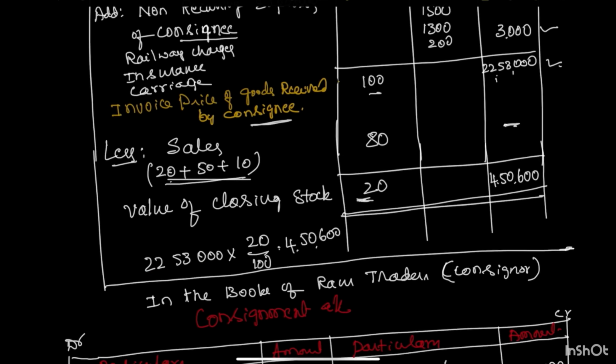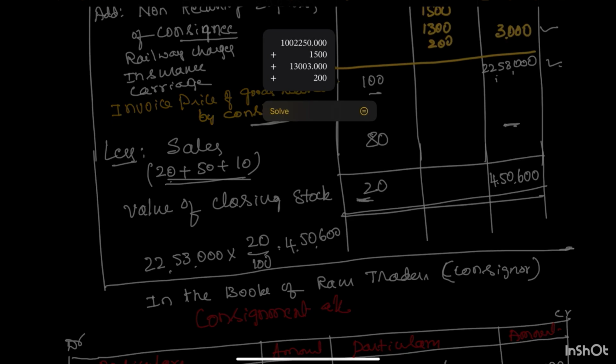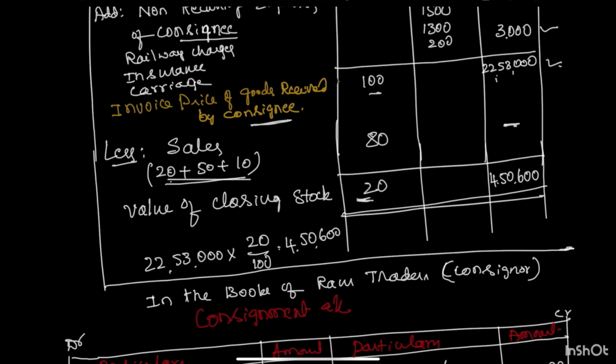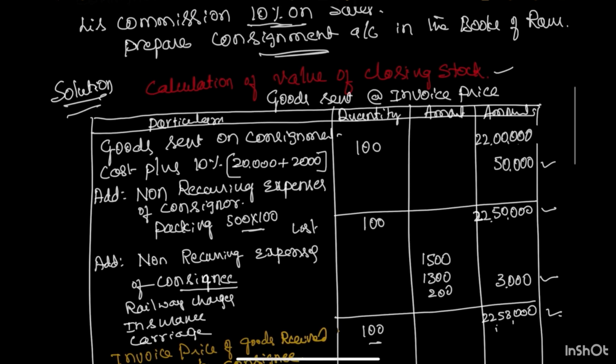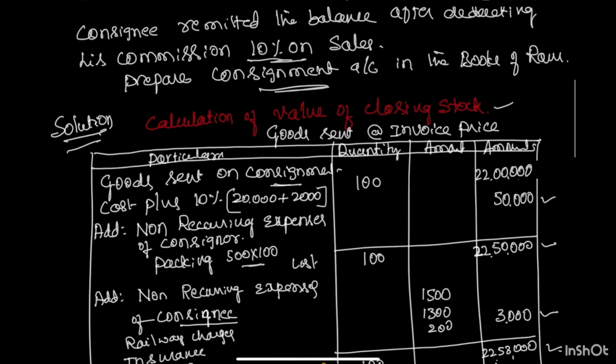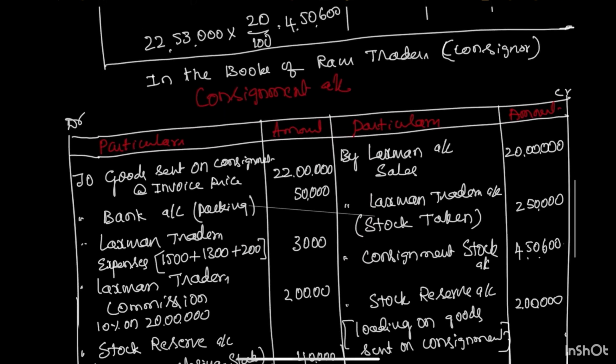We have to find the value of these 20 computers based on the invoice price of 100 computers as calculated here, 22 lakh 53,000. So this is the equation: 22 lakh 53,000 into 20 divided by 100. It's not a percentage, it's 100 computers. So the value of 20 computers becomes 4,50,600. This is to be considered while preparing the consignment account. And this value is also at invoice price. Goods sent is also at invoice price.